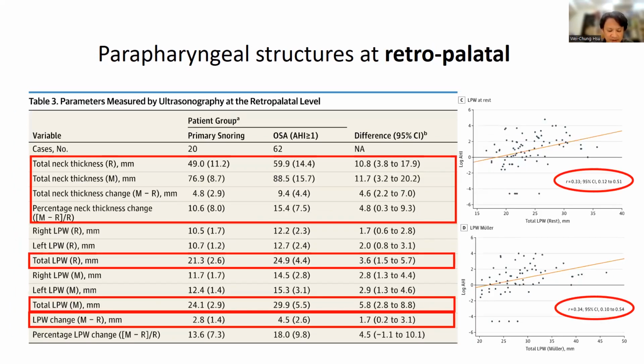This table shows the ultrasonography parameters at retropalatal level. We found that the lateral pharyngeal wall complex was thicker in OSA children than in primary snoring children. The total neck thickness at the retropalatal level was also thicker in OSA children than in primary snoring children.